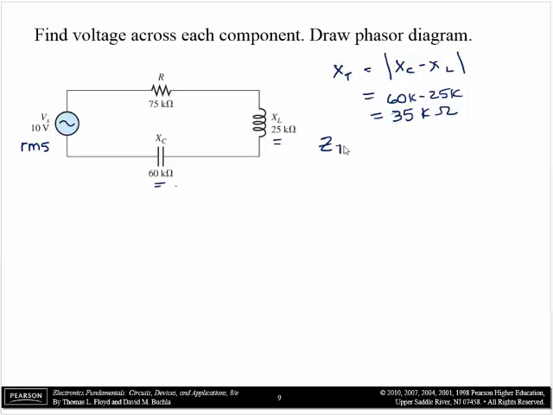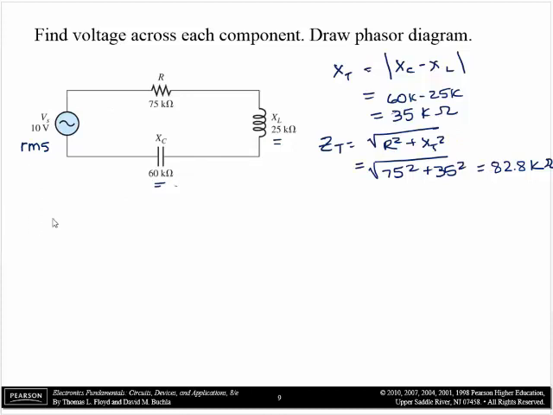Z total equals the square root of R squared plus X total squared. So Z total will be the square root of 75 squared plus 35 squared. Z total will be 82.8 k ohms.